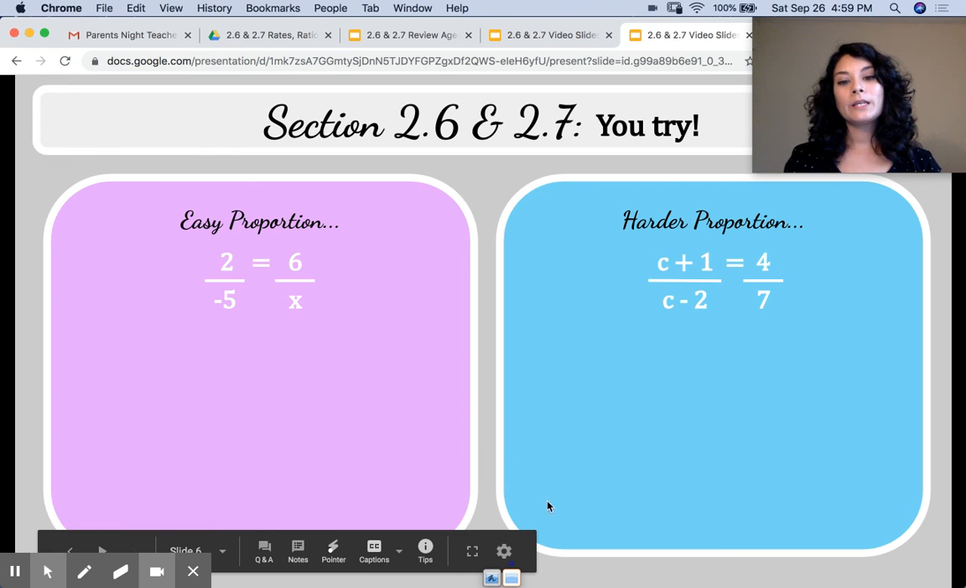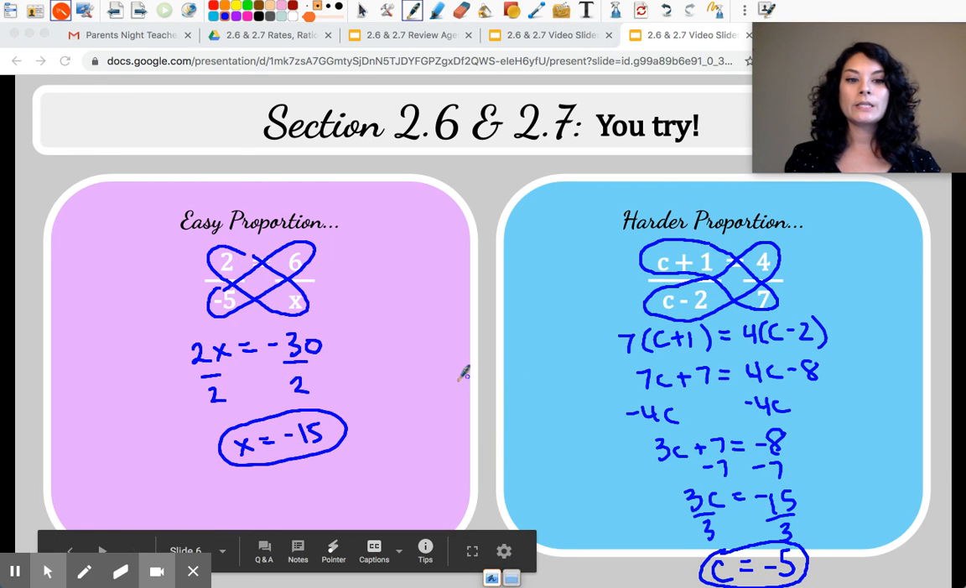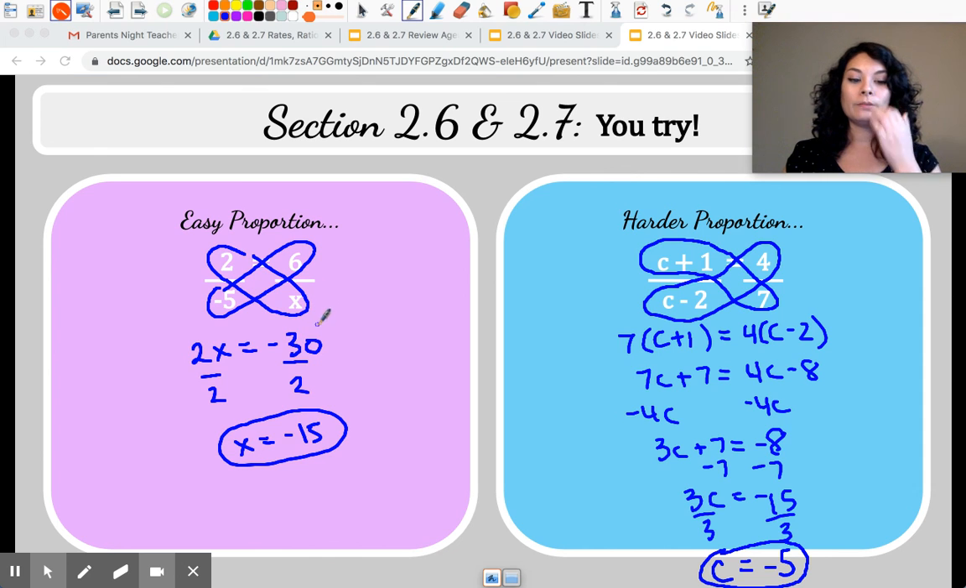Okay, so here's what I'm getting for both of my proportions. So again, I'm just going to cross multiply and set them equal to each other. And once again, it doesn't matter which side you put each product on. I could have put the 2x over on the right and the negative 30 over on the left. So long as you're setting them equal and you're multiplying correctly, you should get the same answer no matter what. I got x equals negative 15.